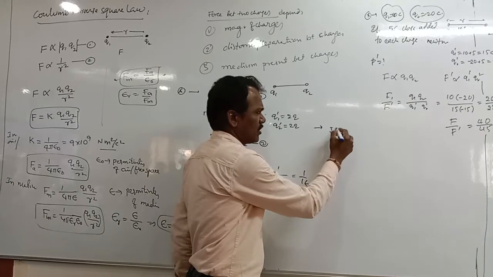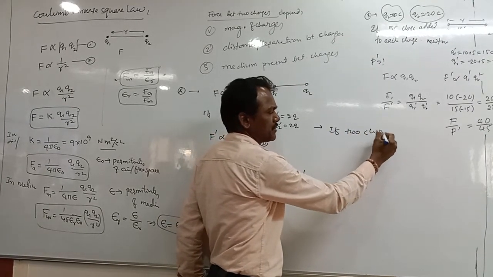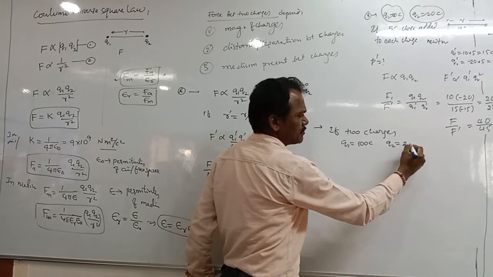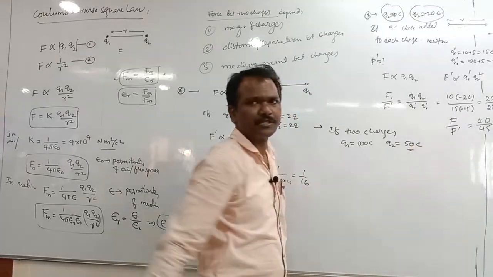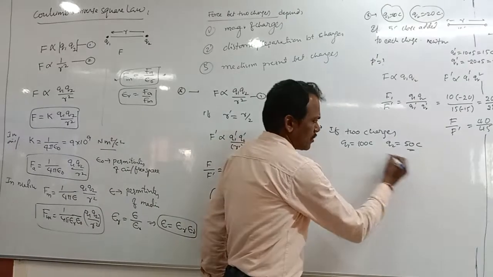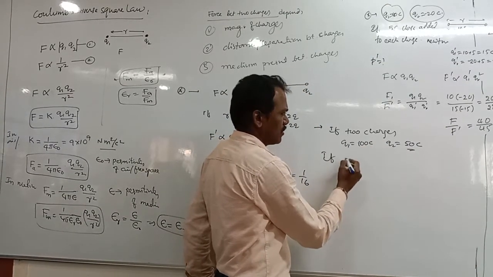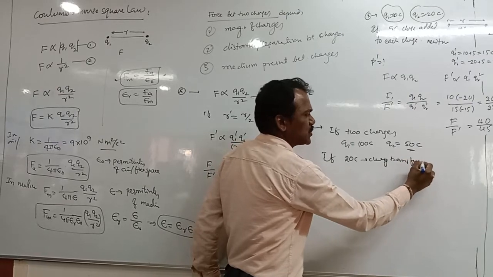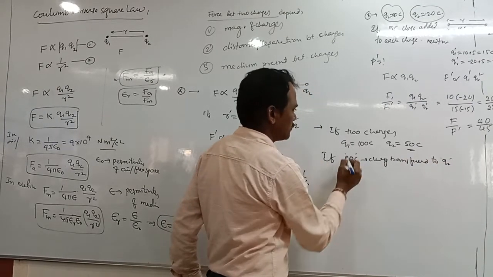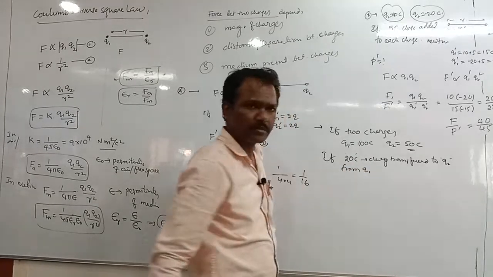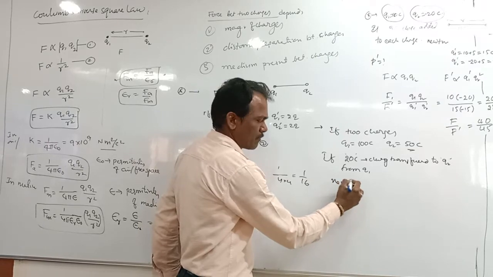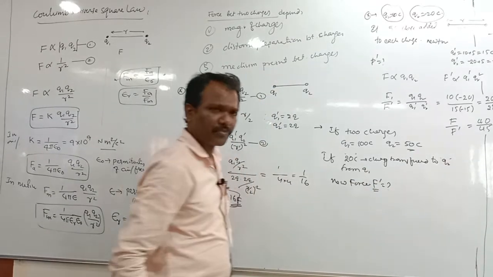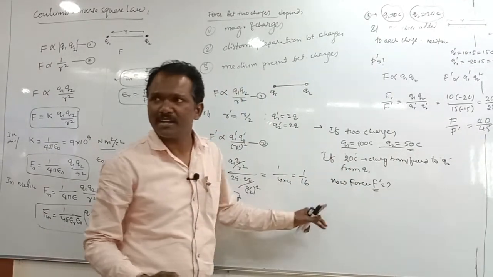If two charges, Q1 is 100 coulombs and Q2 is 50 coulombs, and 20 coulombs of charge is transferred from Q1 to Q2, find the new force.